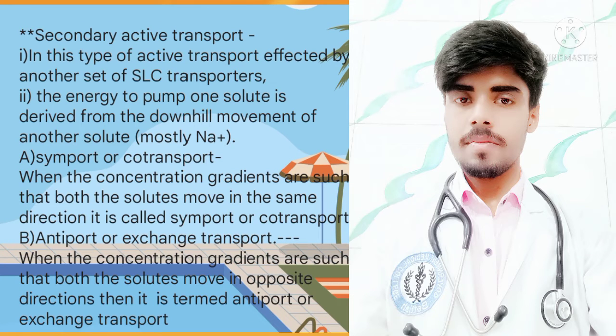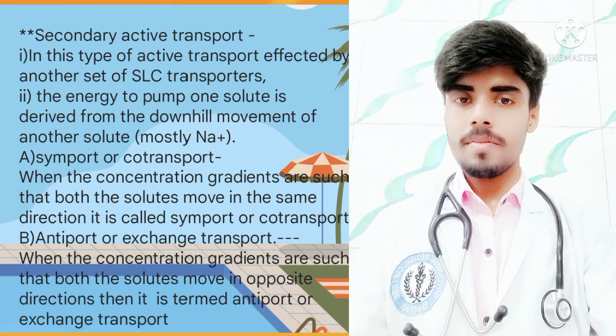Now we will see the secondary active transport. This type of active transport is effected by another set of SLC transporters, and the energy to pump one solute is derived from the downhill movement of another solute, that is mostly Na+, right? This type of transport is further subdivided into symport, antiport and uniport. Firstly, the symport, also known as co-transport: when the concentration gradients are such that both of the solutes move in the same direction, it is called symport or co-transport. And when the concentration gradients are such that both of the solutes move in opposite directions, it is termed antiport or exchange transport.